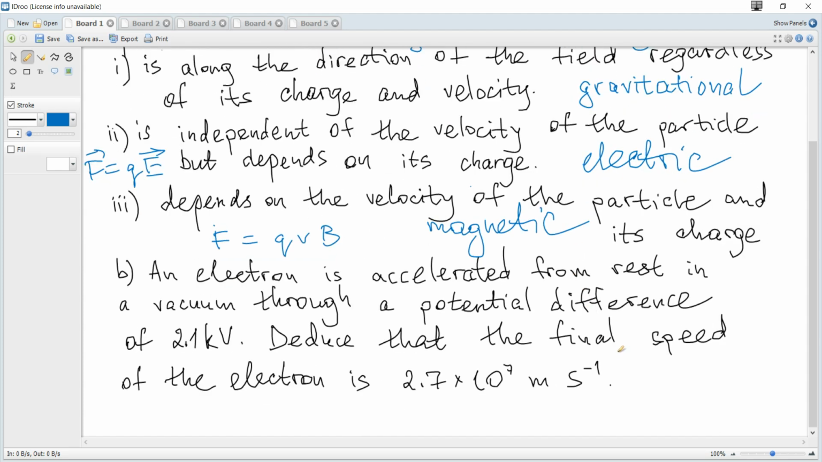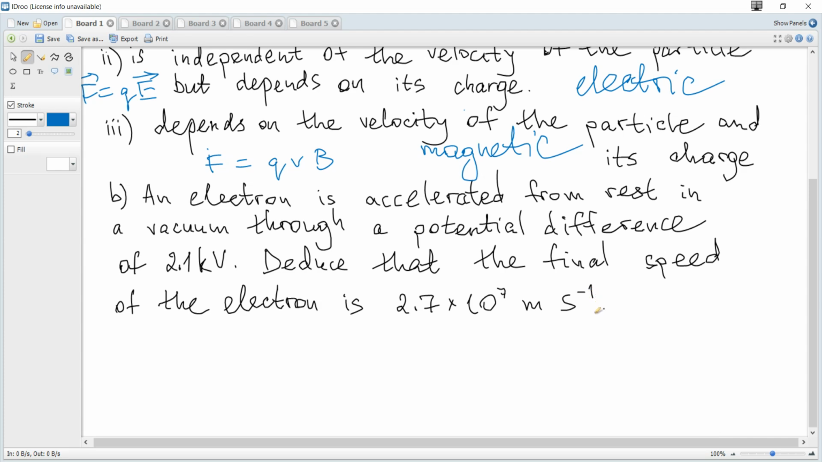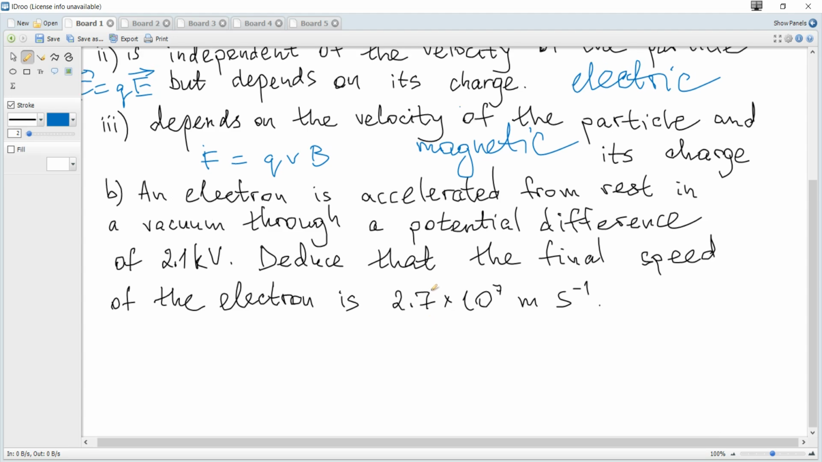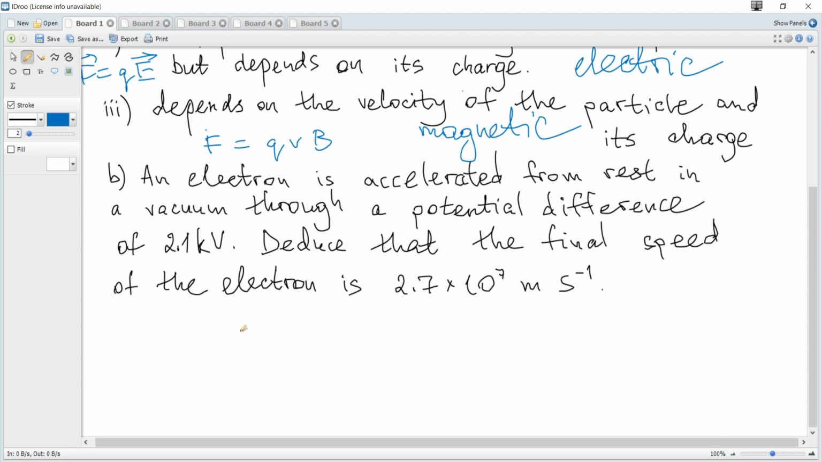An electron is accelerated from rest in vacuum through a potential difference of 2.1 kilovolts. Deduce the final speed of the electron. When an electron is accelerated in the region where there is a potential difference, it gains electric potential energy, or work is done on this electron, and this energy is transferred into kinetic energy of this electron. By the law of conservation of energy, the gain in electric potential energy is charge multiplied by the potential difference, and for an electron it's the elementary charge, so we can write elementary charge times potential difference, V or delta V, doesn't matter. This formula is given in the data booklet, and it is equal to mv squared over 2.